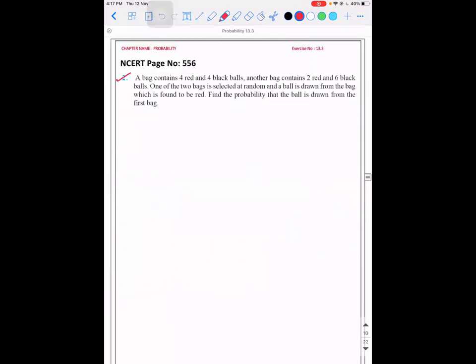Second. There is a bag which contains 4 red and 4 black balls. Another bag contains 2 red and 6 black balls. One of the 2 bags is selected at random and a ball is drawn from the bag, which is found to be red. Find the probability that the ball drawn is from the first bag.